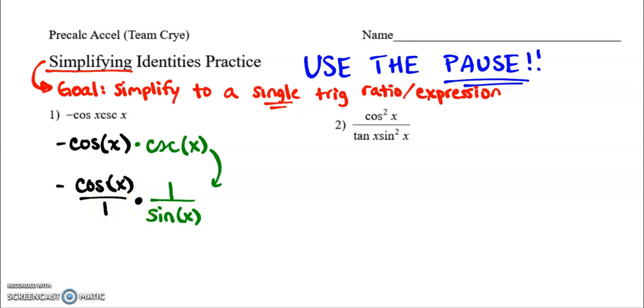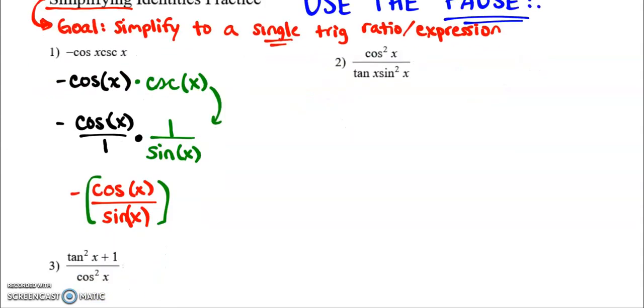Okay, so if I can do that, I could multiply these together because this is two fractions. Let's make it one fraction. Negative cosine of x times 1 is just negative cosine of x over sine of x. Okay, and then I'm going to ask myself, wait a minute, I know that nothing in there is negative, so is this something?